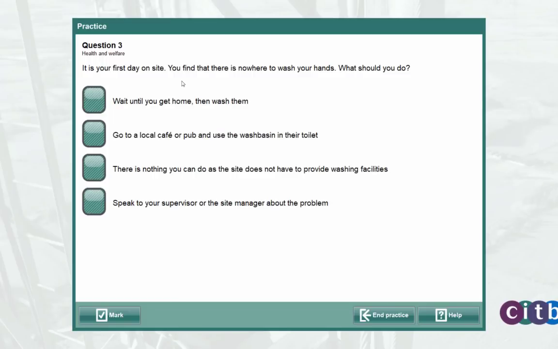It is your first day on site. You find that there is nowhere to wash your hands. What should you do? Wait until you get home. Go to a local cafe or pub and use the wash basin in their toilet. There is nothing you can do, as the site does not have to provide washing facilities. Speak to your supervisor or the site manager about the problem.